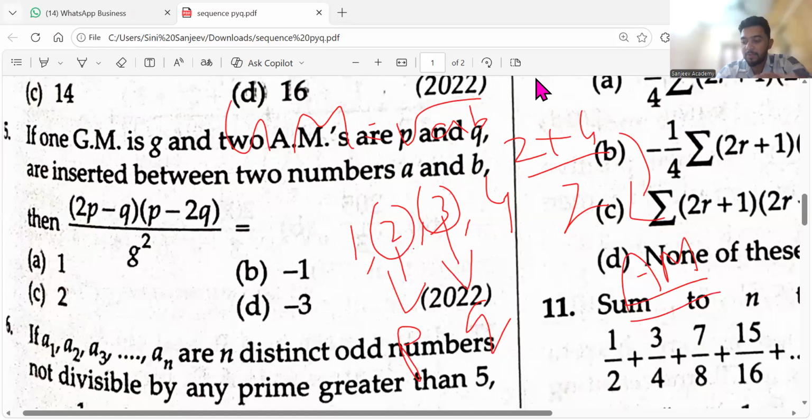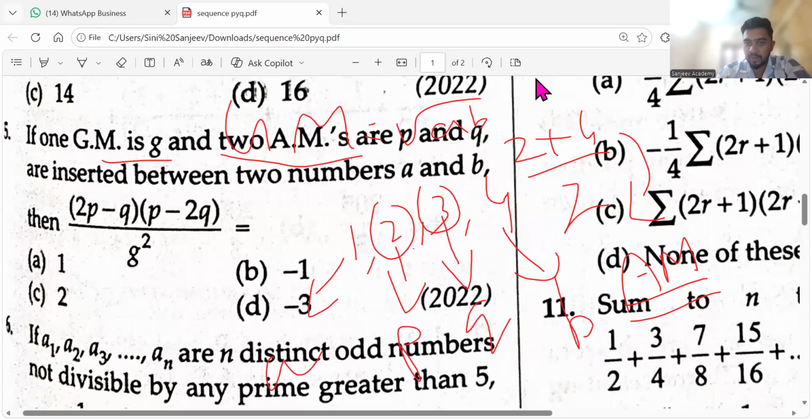So geometric mean means what? What is geometric mean? Root AB. What is my A value? 1. What is my B value? 4. Because read the question: the GM is G and 2 arithmetic means. So that's a simple reason I took 1, 2, 3, 4. If I want, I can take 1, 3, 5, 7 also. It's up to me. Last problem also we did 1, 3, 5, 7, right? So I just took a simpler one.